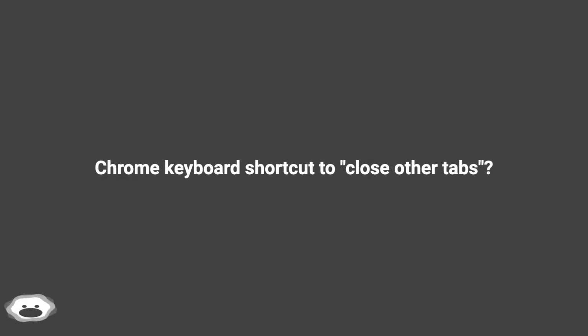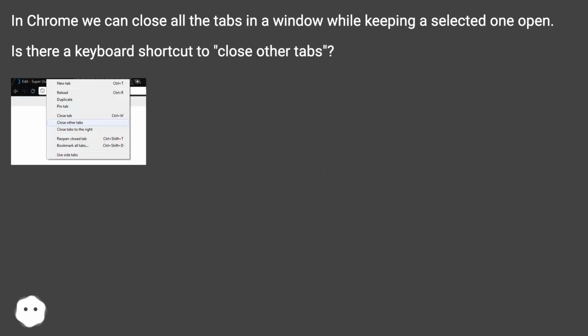Chrome keyboard shortcut to close other tabs. In Chrome, we can close all the tabs in a window while keeping a selected one open. Is there a keyboard shortcut to close other tabs?